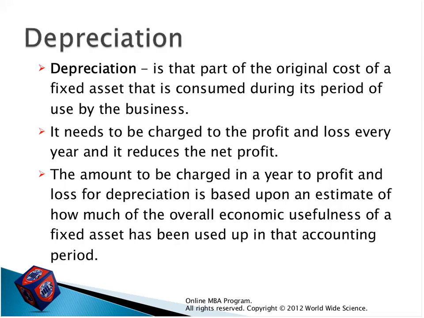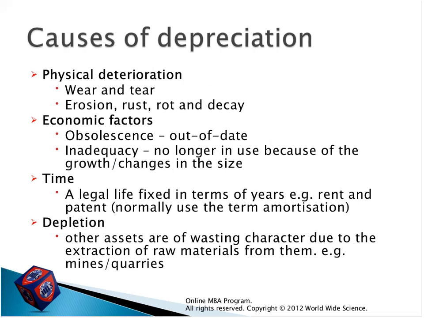So let's see what we have. The causes here are just given to you as examples. What kind of causes of depreciation could there be, that our asset is no longer usable over its life? Some are physical deterioration: wear and tear, erosion, rust, rot, or decay. Some economic factors could affect it. Obsolescence: out of date, no more use. Inadequacy: no longer in use because of growth and change in size, like the company has grown and needs another or new equipment.